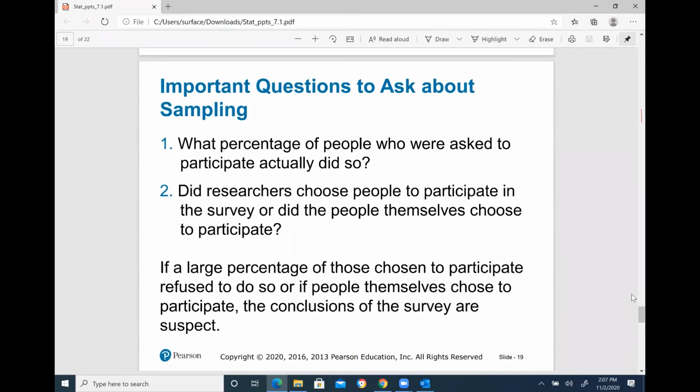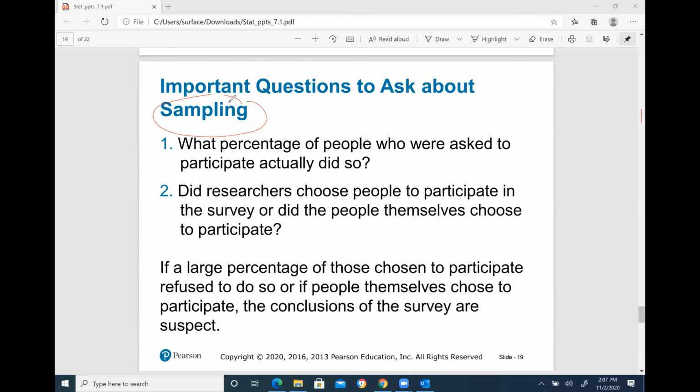So sampling, an important question to ask about sampling. First, what percentage of people who were asked to participate actually did so? You know sampling already, right? Sampling, you take out a small group and you ask the question, you do a survey, and how many people really answer that question. That's what we call the statistic of sampling.